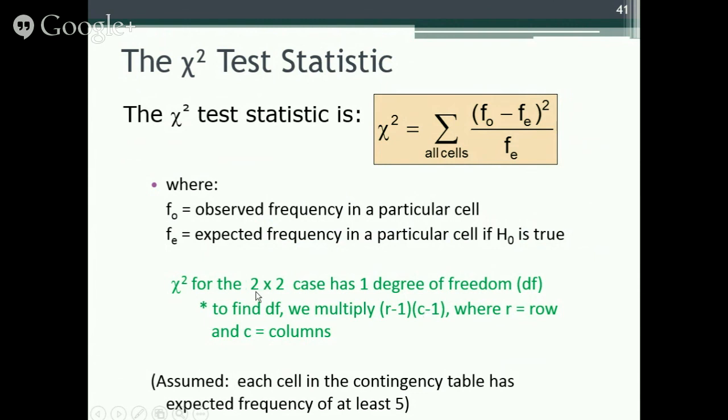So in a 2 by 2, we have two rows, so 2 minus 1, by 2 columns, 2 minus 1, so 1 times 1 is 1, okay? If we had 4 columns by 2 rows, we would do 4 minus 1 is 3, times 2 minus 1 is 1, so that would be 3. If we had a 3 by 3 table, we would do 3 minus 1 is 2, times 3 minus 1 is 2, so 2 times 2 is 4, so there would be 4 degrees of freedom, okay? So that's the formula for chi-square degrees of freedom.